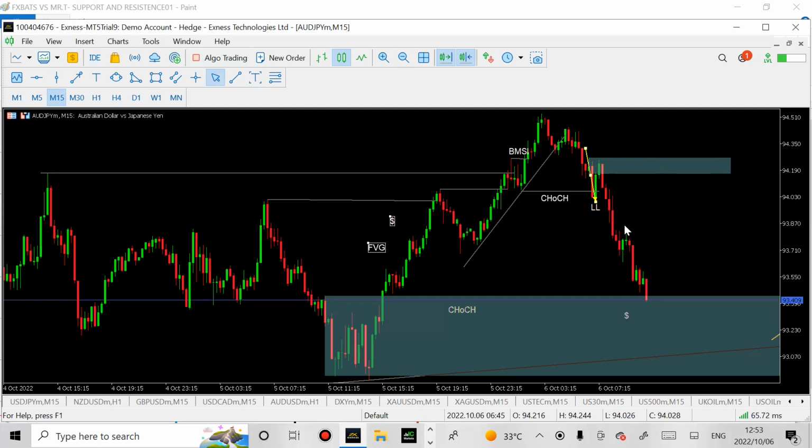Let me just remove this arrow. Do you see this order block? This is a bearish order block, the last green candle before the break of structure, which is a choke. So you were not supposed to enter aggressively at the first break of structure. You always have to wait for the price to break structure first.